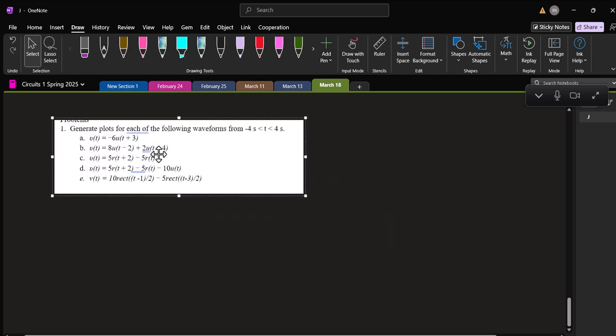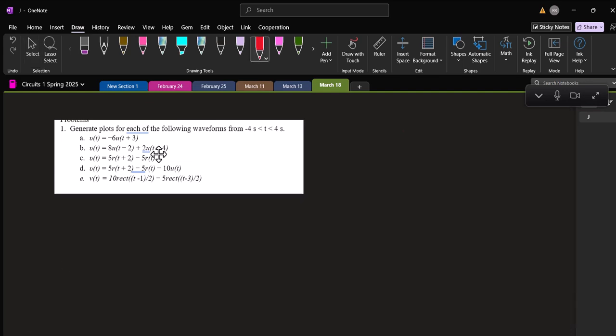Okay, so -6u of t minus 3. That's the unit step function shifted to the left by 3. And the -6 means that when it gets to -3, it'll take on the value of -6. So less than -3, it'll be 0. And then when you get to -3, it becomes -6. And then that's what it is.